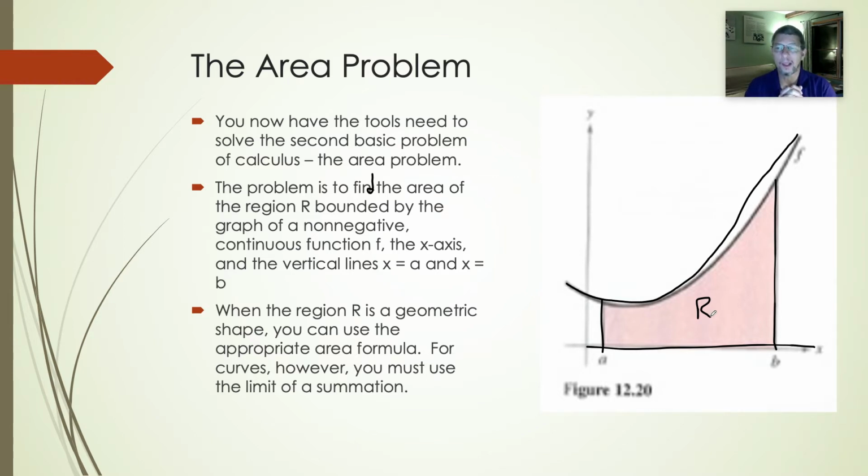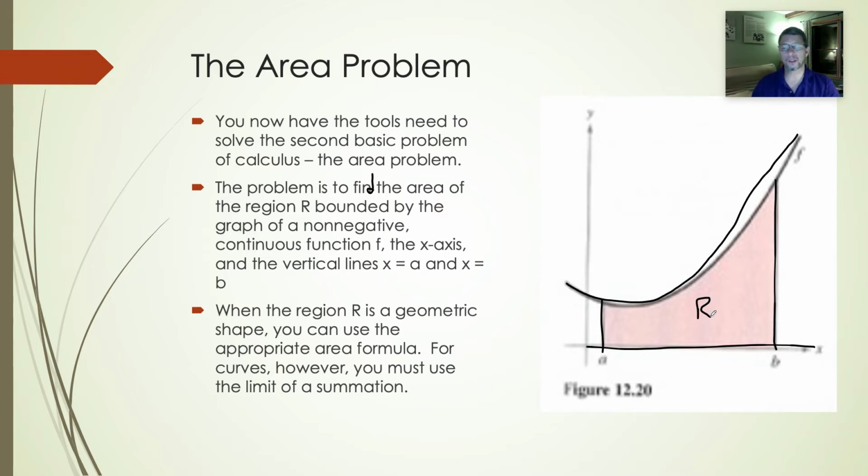Now, if this R was a perfect square or a perfect rectangle, calculating the area of it would be very, very easy. We just do length times width, and we're done. Even if it was a triangle or a circle, we have geometric formulas for the area of all of those kinds of shapes. However, because this is not a regular geometric shape, we have to use the calculus. And the way that we do that is to find the limit of a summation.